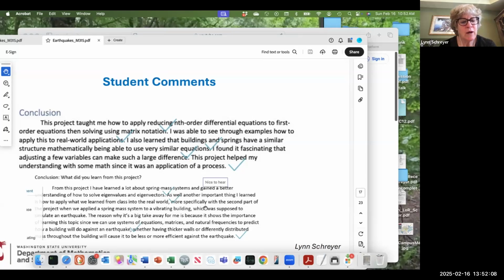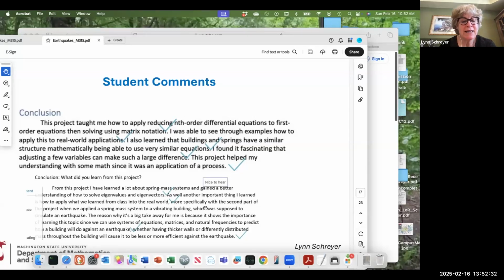And this next one says, from this project, I have learned a lot about spring mass systems and gained a better understanding of how to solve eigenvalues and eigenvectors, as well as another important thing I learned is how to apply what we learned from class into the real world, more specifically with the second part of the project when we applied a spring mass system to a vibrating building, which was supposed to simulate an earthquake.